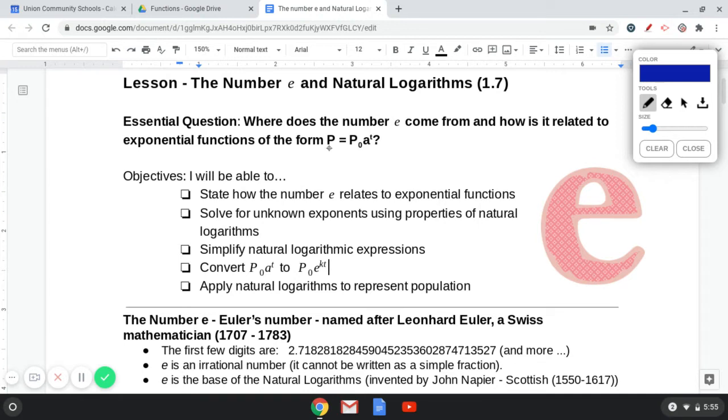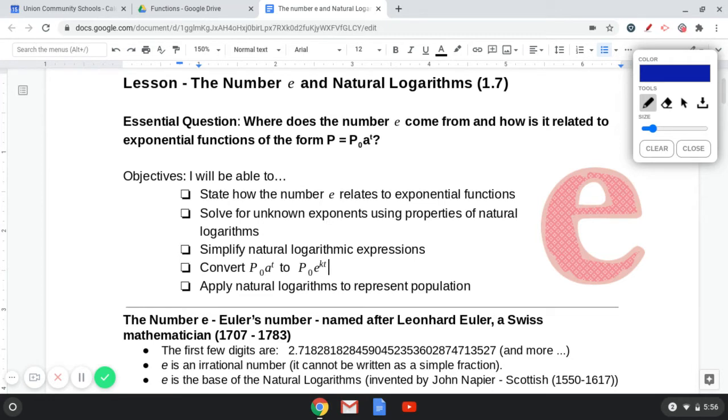We've seen this before, particularly in terms of population. So the population equals the initial population times the factor to the power of t. In these notes, we will learn how the number e relates to exponential functions. We're going to solve some more equations, solving for some unknown exponents using properties of natural logarithms.